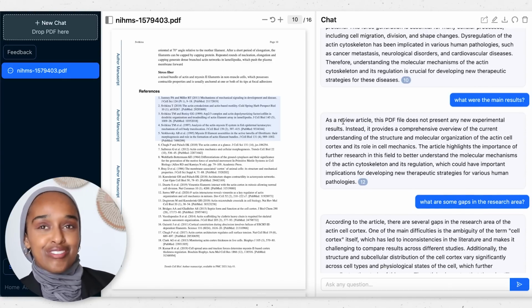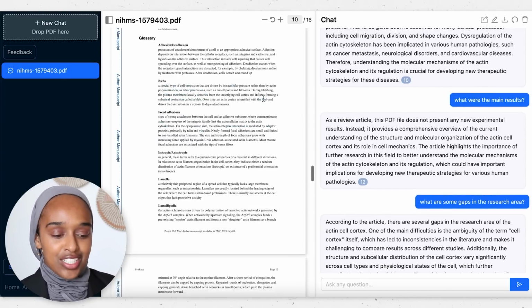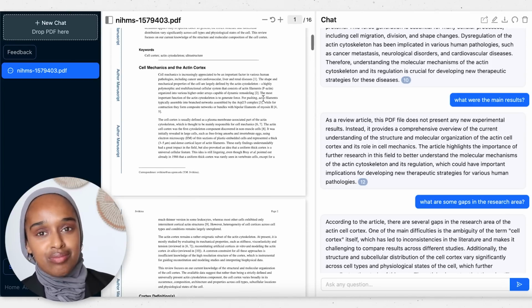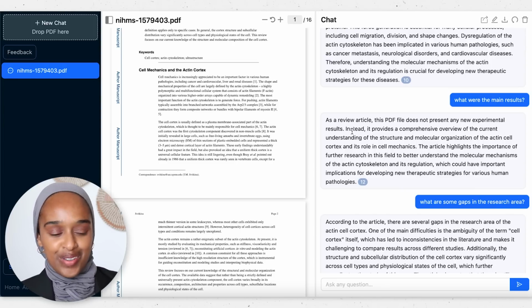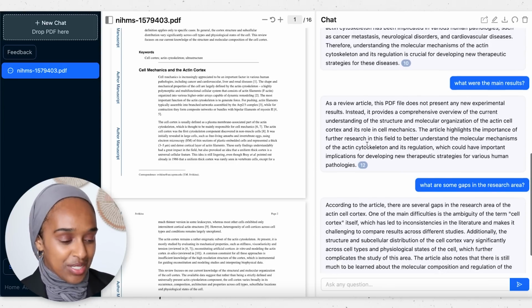What are the main results? And this is something that I thought was really interesting that I pointed out. This is actually a review paper, so there are no main results. And it said, as it's a review article, it does not present any new experimental results. And I was really impressed by that. So just something to note.